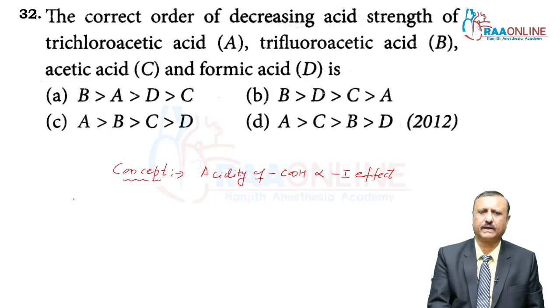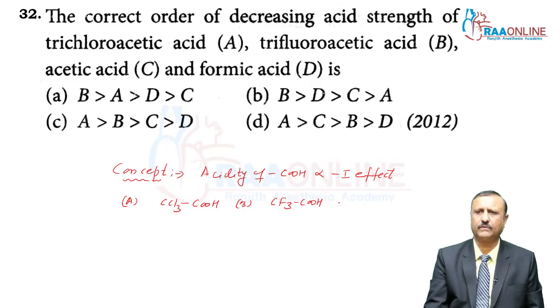Here my dear students, we can write the structural formula of A, and A is trichloroacetic acid, CCl3COOH. Here B is trifluoroacetic acid, CF3COOH. Here you can see option C, it is acetic acid, CH3COOH, and option D is formic acid, HCOOH.